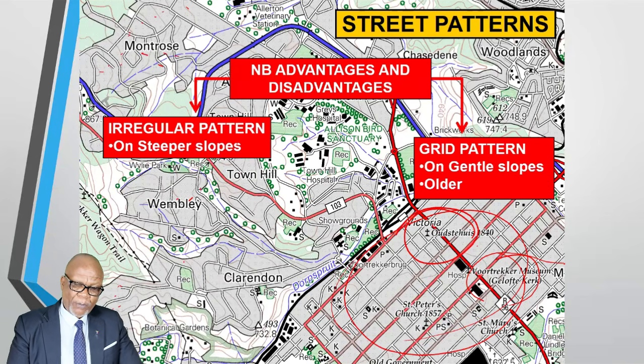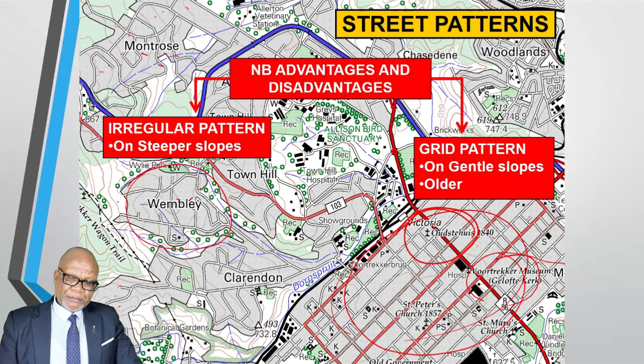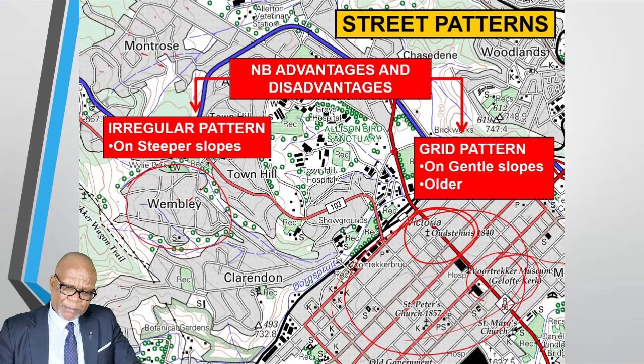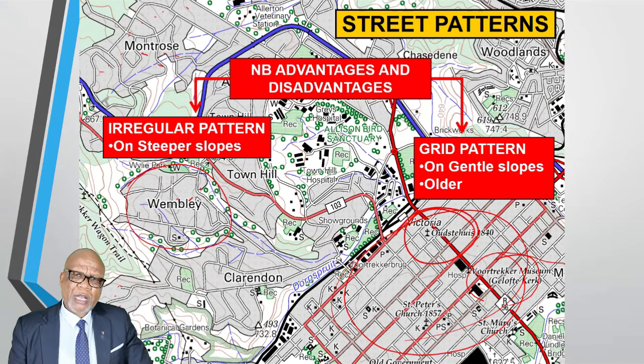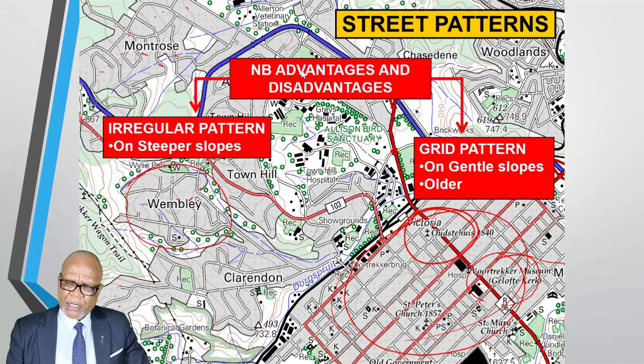So this is the gray area. The gray area on the topographical map indicates urban settlements or urban development. Those developments can be towns, they can be residential areas. So all this area here, this is your irregular pattern.